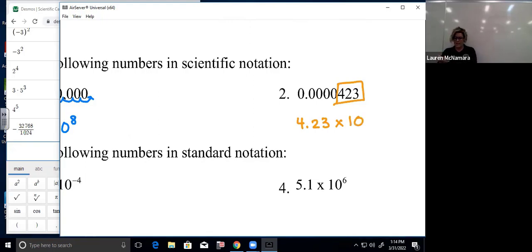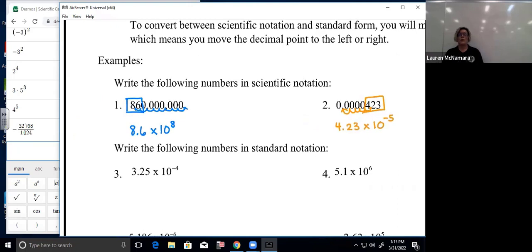Now I'm going to place my decimal where it should be and then count how many places to my decimal. 1, 2, 3, 4, 5 in the negative direction. So when my number has a lot of zeros in front, my exponent is negative. When my number has a lot of zeros after, my exponent is positive.